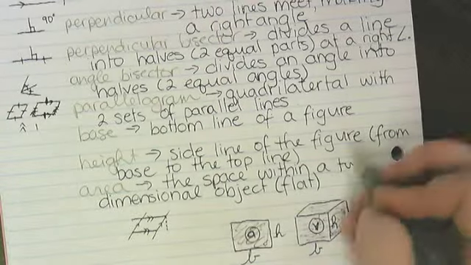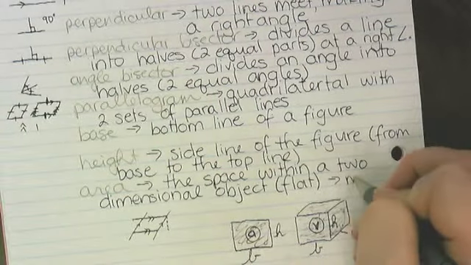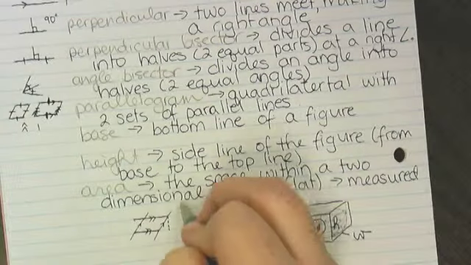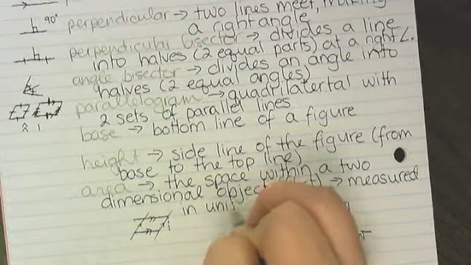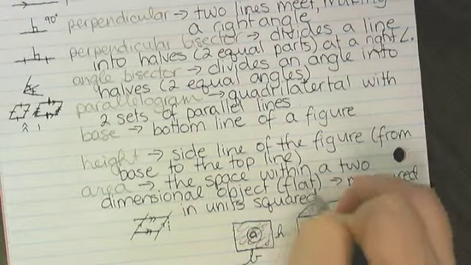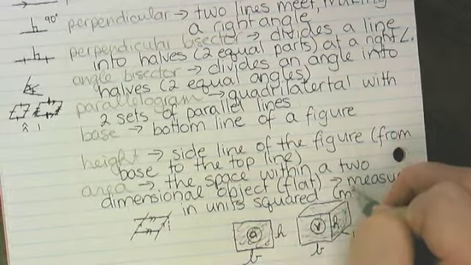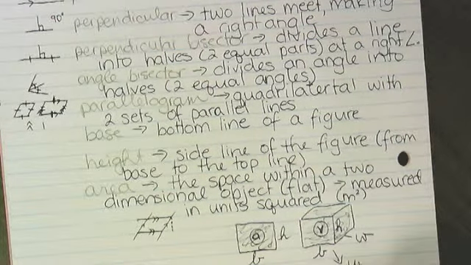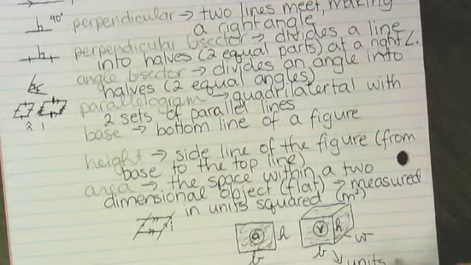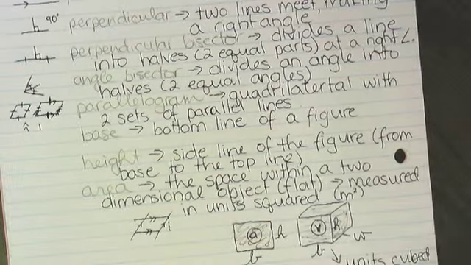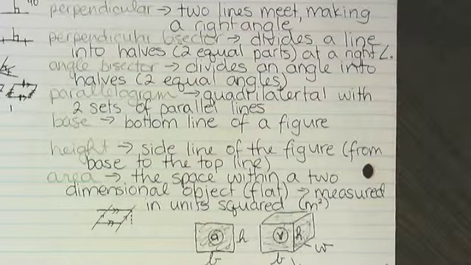Exactly. So area is measured in units squared, for example, meters squared. Volume is measured in units cubed, for example, meters cubed. Any questions so far?